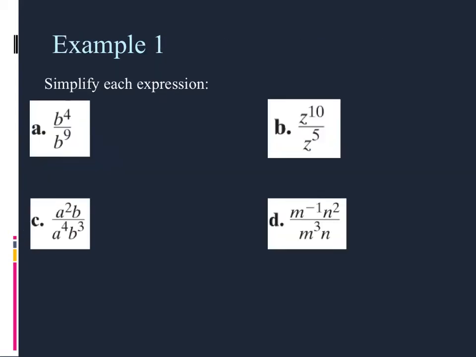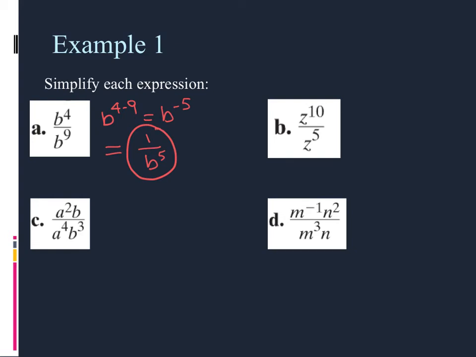So let's go ahead and do a little bit of practice. So for part A on example 1, I really end up with b to the 4 minus 9. Well, 4 minus 9 is a negative 5, so that gives me b to the negative 5th, and I can't have a negative exponent, so I'm going to simplify this as 1 divided by b to the 5th. And this here would then be my final answer.